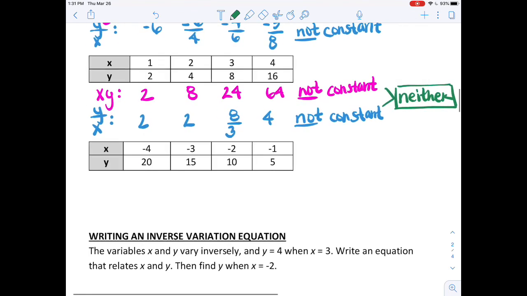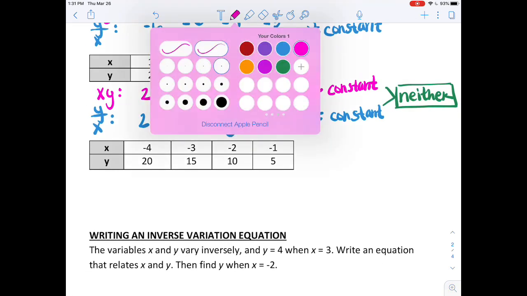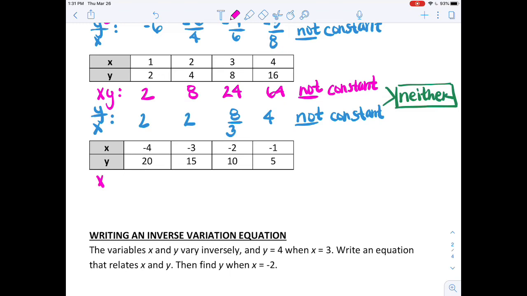Let's check our last one. So again, I'm multiplying my x and y values together. So negative 4 times 20 is negative 80. And as I continue, I get negative 45, negative 20, negative 5. Not constant. It's not all the same value.